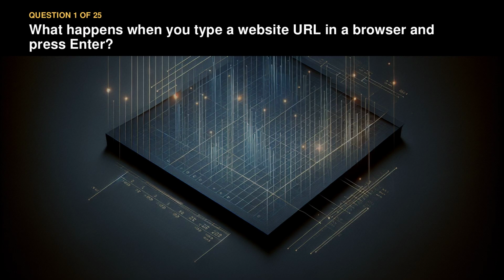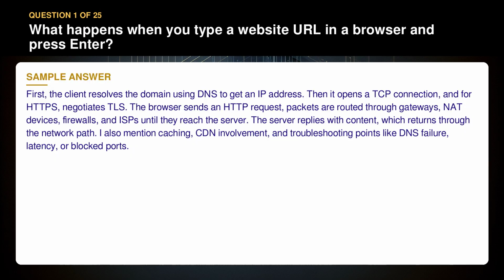Question 1. What happens when you type a website URL in a browser and press enter? First, the client resolves the domain using DNS to get an IP address. Then it opens a TCP connection, and for HTTPS, negotiates TLS. The browser sends an HTTP request.